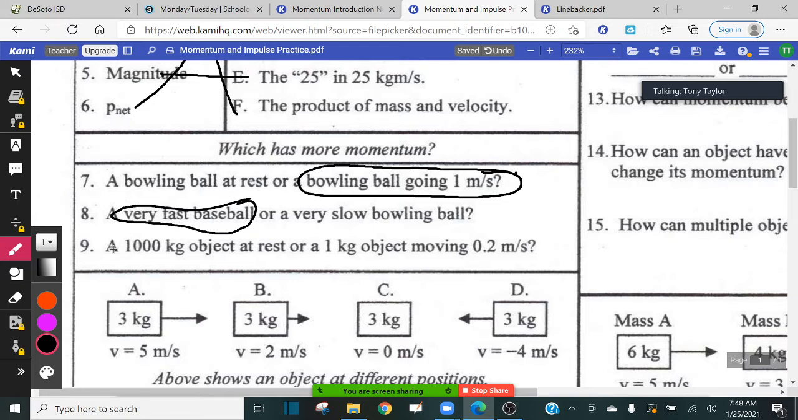Now let's look at number 9. Which has more momentum? A 1,000 kilogram object at rest or a 1 kilogram object moving at 0.2 meters per second? Remember, if an object is at rest, it has no momentum. An object must be in motion in order to have momentum. An object at rest has no momentum. So a 1 kilogram object moving at 0.2 meters per second has the most momentum.